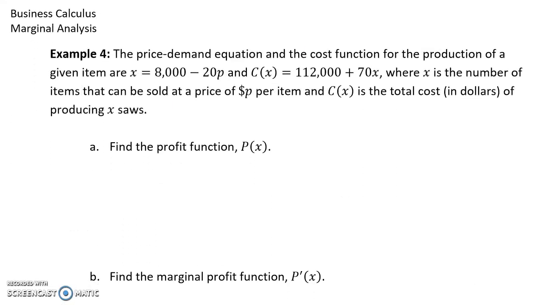In our last example, we're given a price-demand equation and a cost function. And what we want to do in part A is find the profit function. We'll construct our marginal profit function and provide some similar interpretations that we've done with the past examples. So in this case, we're given a price-demand function in terms of x. x equals 8,000 minus 20p. So our first step would be to take that price-demand function and solve for p, which would give us 400 minus x over 20.